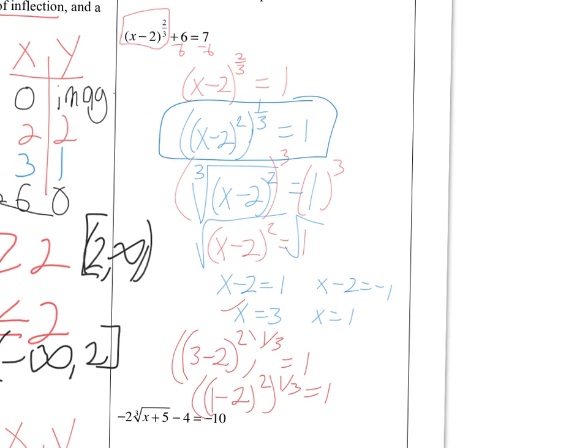1 minus 2 is negative 1. Squared is positive 1. Cube root is positive 1. Nice. Both of those answers work. By the way, if you're cube rooting something and solving an equation with a cube root, you're probably not going to have extraneous solutions.